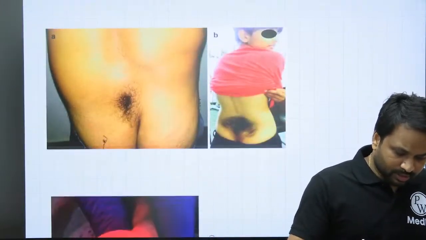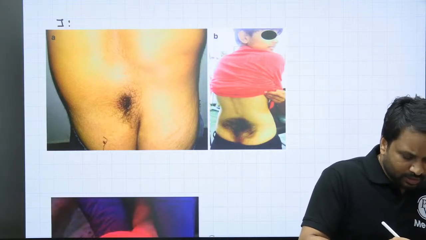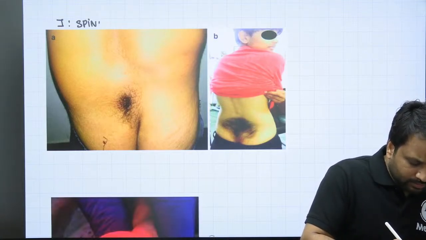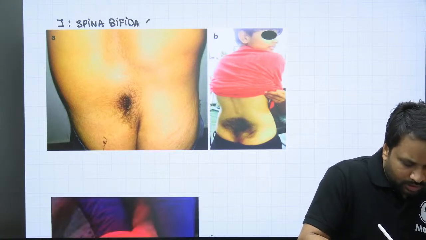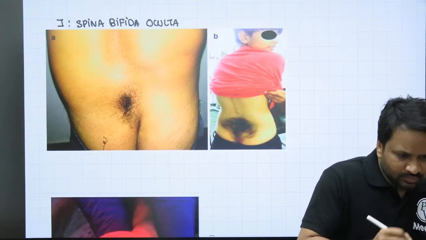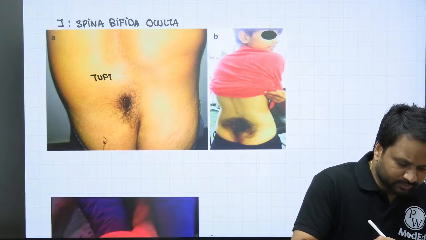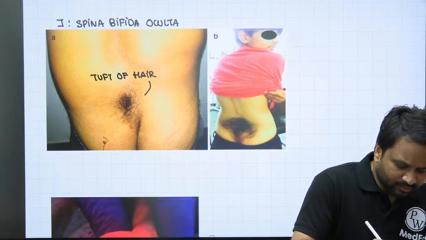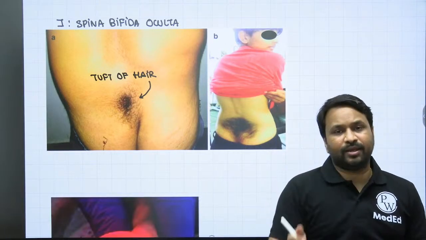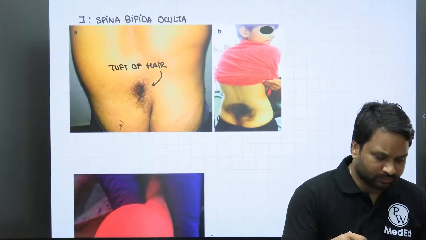Then your image number I. Again, your exam spotter. Now, this is your spina bifida occulta. How do you know it is spina bifida occulta? This is the tuft of hair, the tuft of hair which is present on the midline, and that too at the lower back. It's a spina bifida occulta.